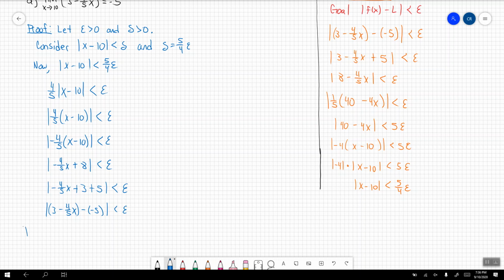Therefore, we can conclude that the limit as x is approaching 10 for the function of 3 minus 4/5 x is equal to -5. And that is the end of the proof.